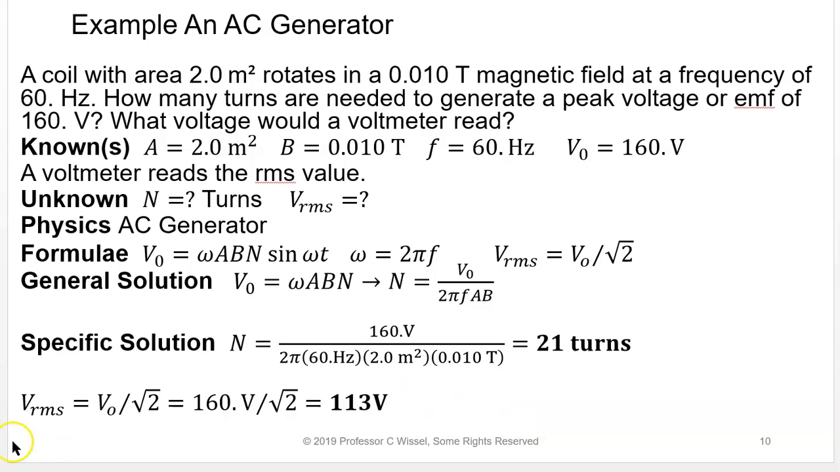The RMS is just the peak divided by the square root of 2, which is 160 volts divided by the square root of 2, or 113 volts. If you stuck a voltmeter across the output of that generator, or a circuit that's connected to it, you would read 113 volts, because that's what a voltmeter reads.